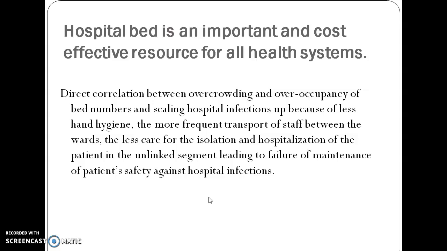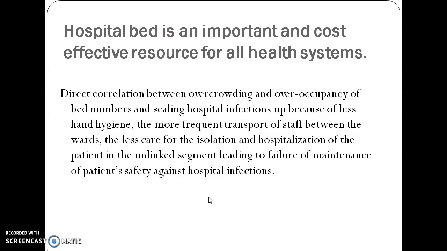safety against hospital infections. So this statement directly tells what I have explained in the previous video also. It tells you that as soon as the occupancy rate goes up and the overcrowding happens, the infection rate in the hospital goes up.